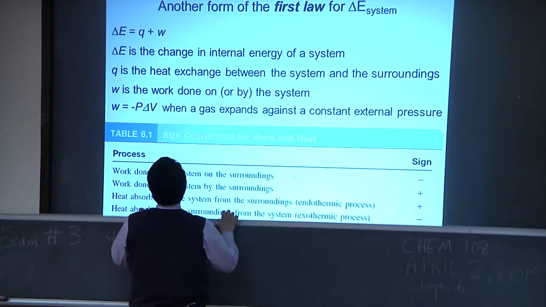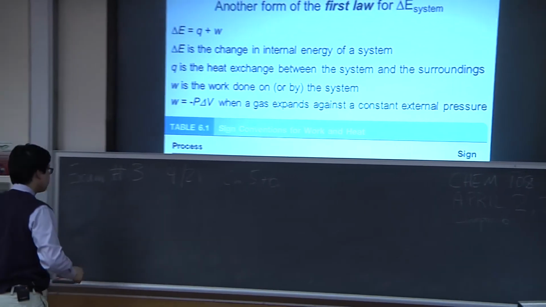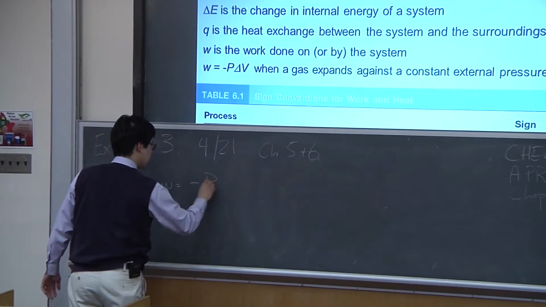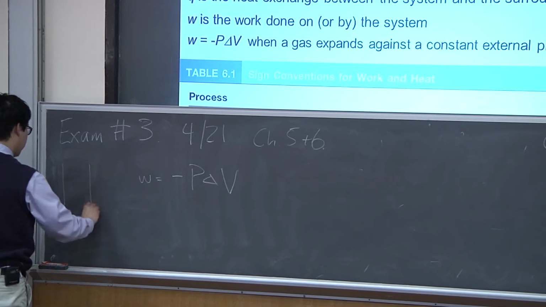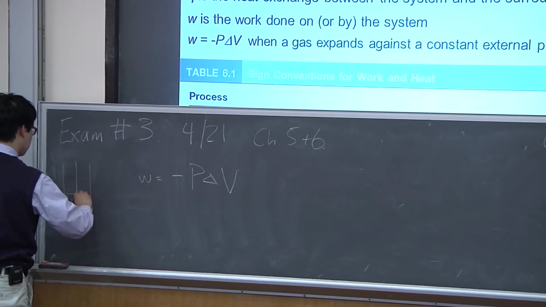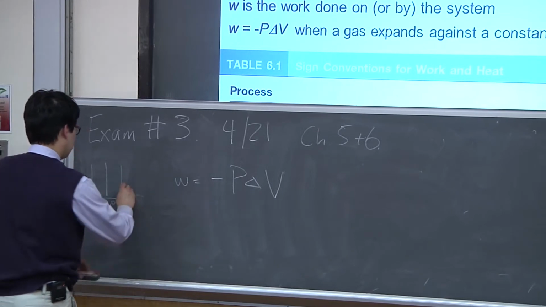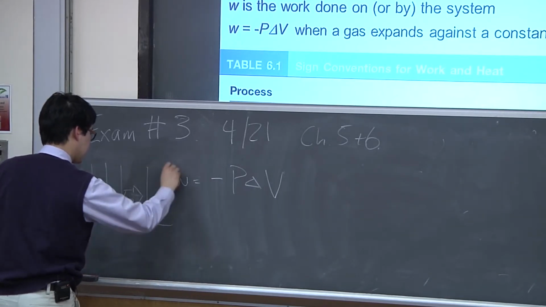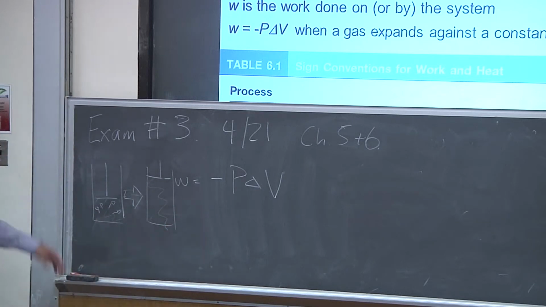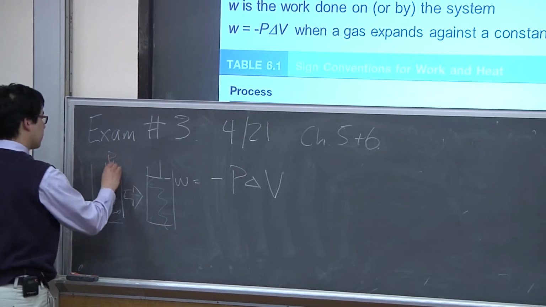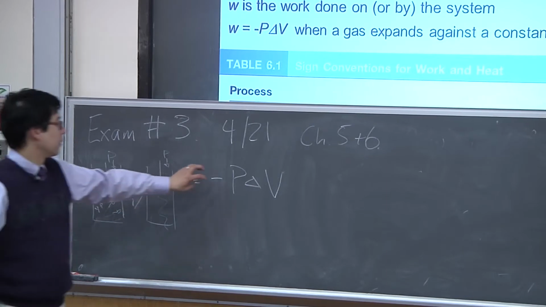So, let's think about this negative P delta V thing here, right? So work equals negative P delta V. We explained, right, if you have the piston and the gas expands, and so you go from that situation to this situation, right, so the volume increased against a constant pressure. Then you're doing some work. But why is the sign negative here? Right?